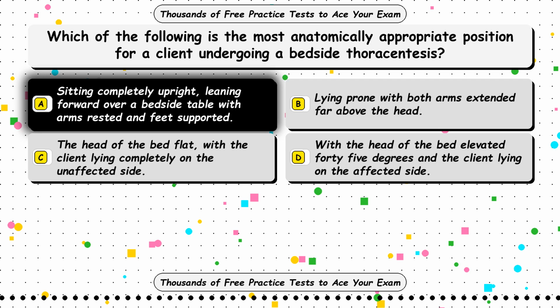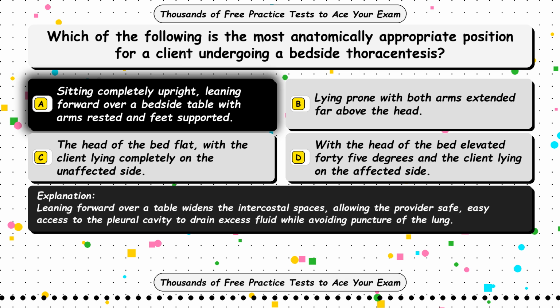The correct answer is option A. Sitting completely upright, leaning forward over a bedside table with arms rested and feet supported. Leaning forward over a table widens the intercostal spaces, allowing the provider safe, easy access to the pleural cavity to drain excess fluid while avoiding puncture of the lung.